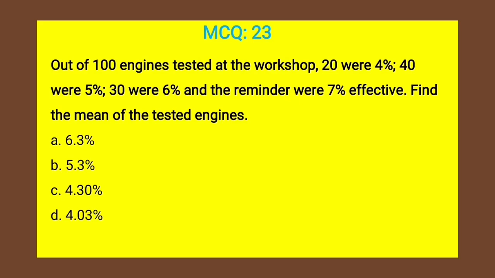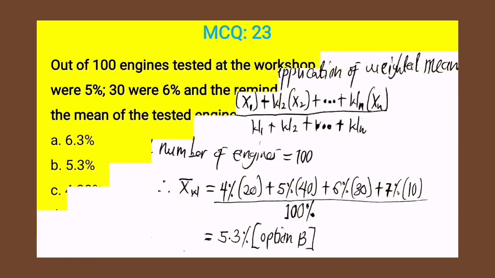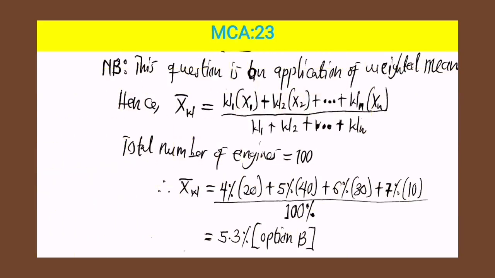So just by the way, let's see how I made a presentation. But remember, there is an application for a weighted mean, so take note. This question is an application of a weighted mean. To find a weighted mean, you multiply the weight attached to the data set, then divide by the total weight. So you realize that the weight was for 4%, 5%, and 6%, and we're having 7%.